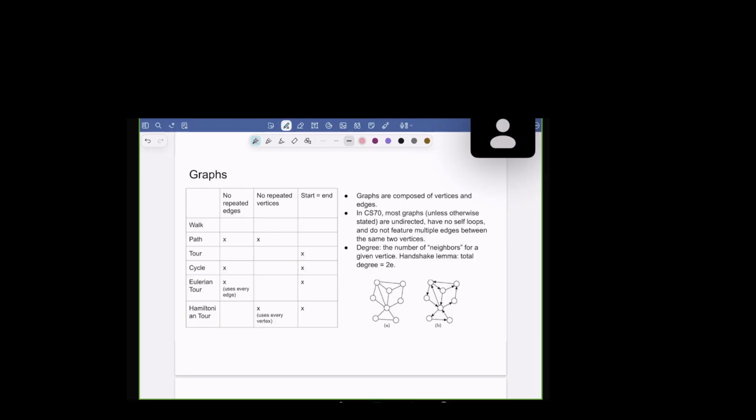Yep, question? With an Eulerian tour, is no repeated vertices not checked off because you're repeating the start vertex, or are there other vertices that can be repeated? You can in general repeat any vertex.